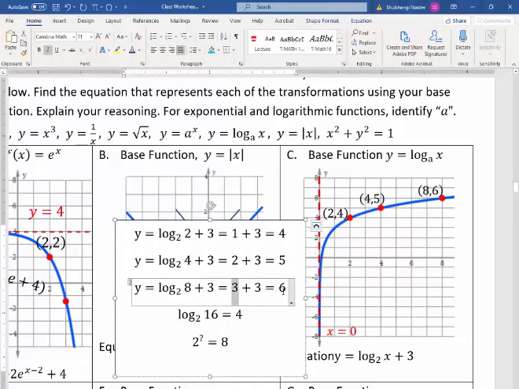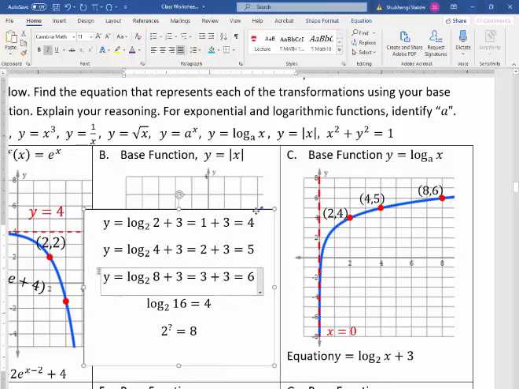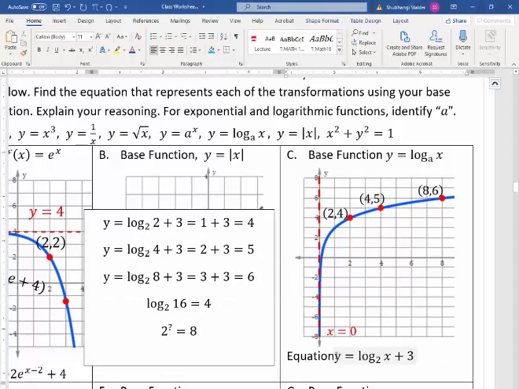And so the only way you're going to get 6 is if you added a 3 to it. Okay. So that's how we know that our equation is going to be y equals log x base 2 plus 3. You okay with that? Yeah, I'm writing it down. Anybody else has a question on that?